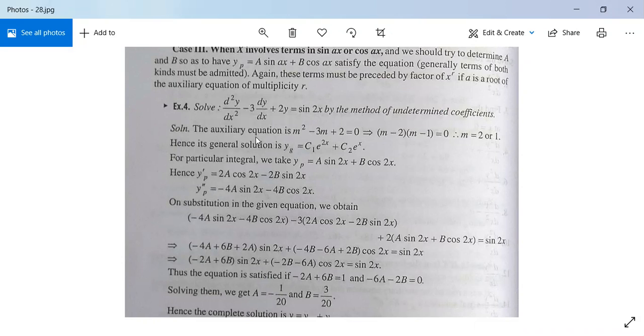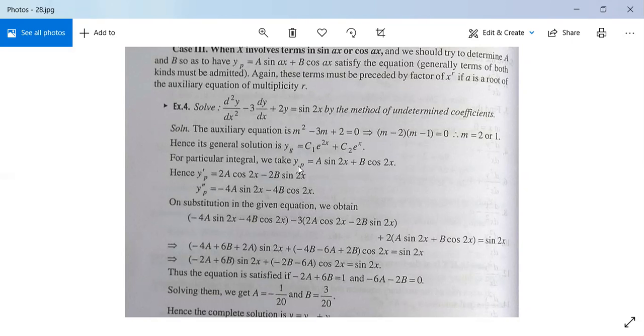The auxiliary equation will be m square minus 3m plus 2 equal to 0. So m minus 2, m minus 1 is equal to 0. It means m is 2 and 1. And so our complementary function will be c1 e to the power 2x plus c2 e to the power x. For the particular integral, take yp is equal to a sin 2x plus b cos 2x. Since it is sin 2x type, we will take a sin 2x plus b cos 2x.